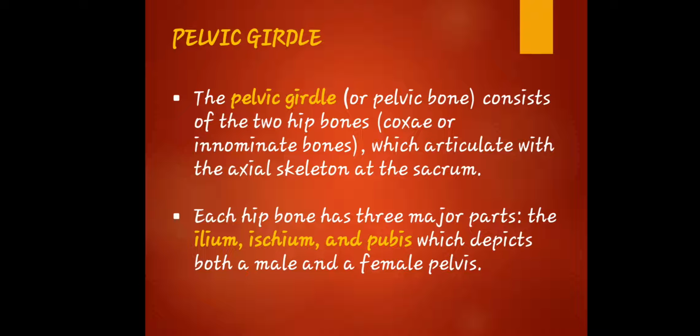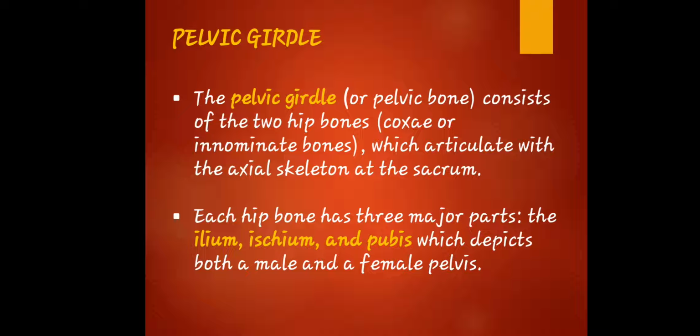So pelvic girdle or pelvic bone consists of the two hip bones, which are coxae or innominate bones, which articulate with the axial skeleton at the sacrum. Each hip bone has three major parts: the ilium, ischium, and pubis, which depicts both of male and female pelvis. So, literally, pelvic girdle is also called a bony pelvis.